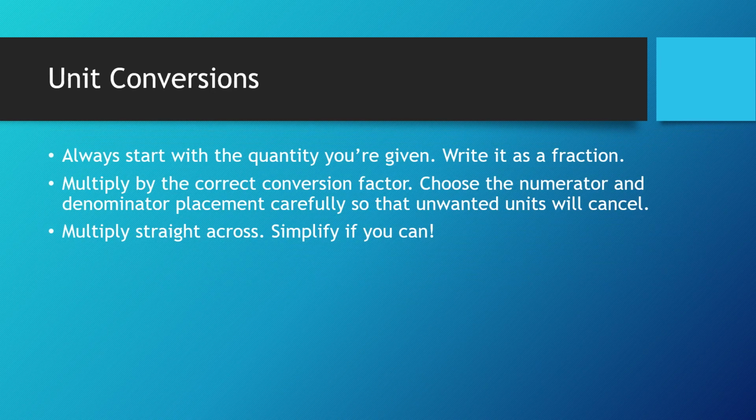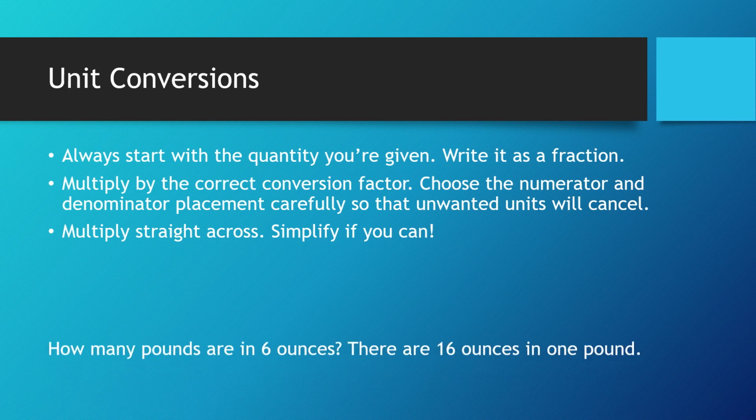When we're doing a unit conversion, there are some simple steps that we need to follow. We're always going to start with whatever quantity the problem gives us to start with, and write it down as a fraction. Then we're going to multiply by the correct conversion factor by choosing what goes on top and what goes on bottom. What I want is for my unwanted units to disappear. They need to cancel out. To finish off the actual math step, I multiply my fractions straight across.